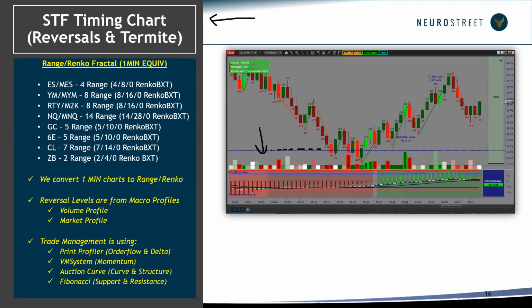That's a 30-minute level. Then I use this every morning in our trade room so that we get everybody's mind on the same page. Okay, we're going to be buying or selling levels today. What do we need to do? Well, we use a combination of 3 indicators, right? We use the order flow print profiler, we use the momentum oscillator system, and we use the auction curve location.